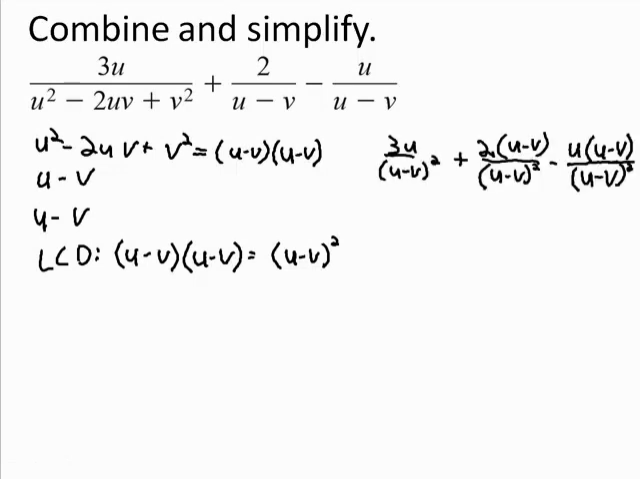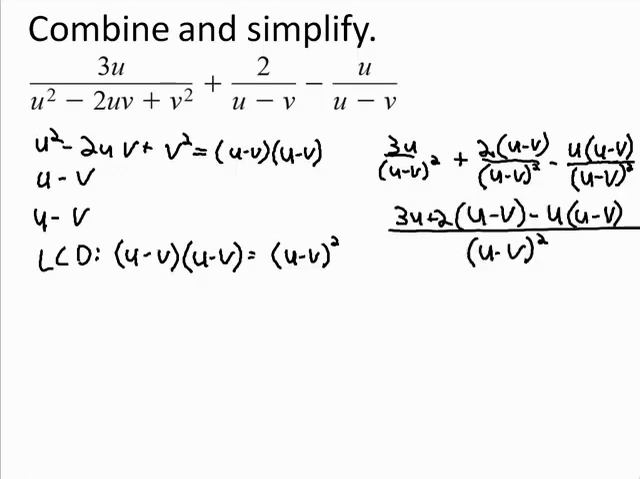3u divided by the quantity u minus v squared plus 2 times the quantity u minus v divided by the quantity u minus v squared, minus u times the quantity u minus v divided by the quantity u minus v squared. Now that each fraction has the same denominator, add and subtract the numerators. 3u plus 2 times the quantity u minus v minus u times the quantity u minus v divided by the quantity u minus v squared.